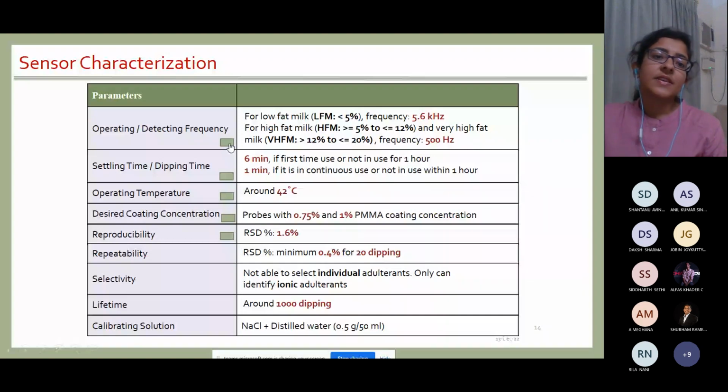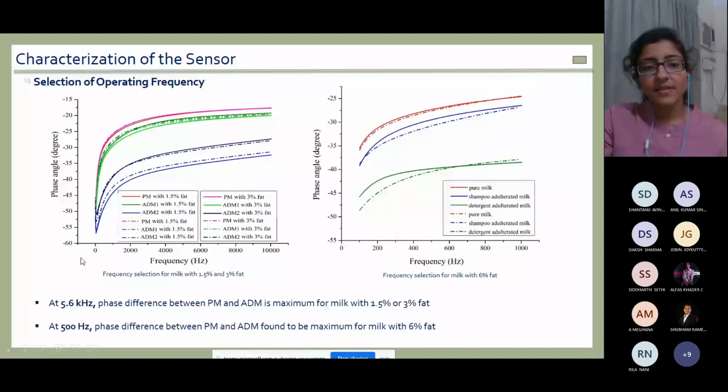So for this operating and detecting frequency, we have given a frequency sweep, from 0 to 10,000 hertz or 1 megahertz like this. We have seen at what frequency it gives the maximum result. The difference is maximum, because only if the difference is maximum can we detect. So here I am not going into the details. We found one of the frequencies to be 5.6 kilohertz.